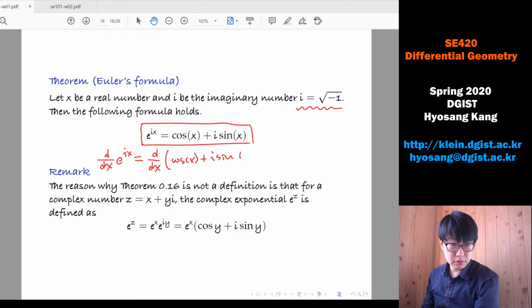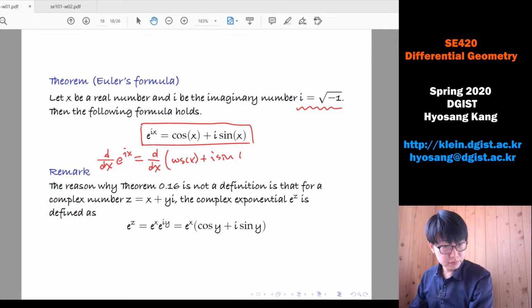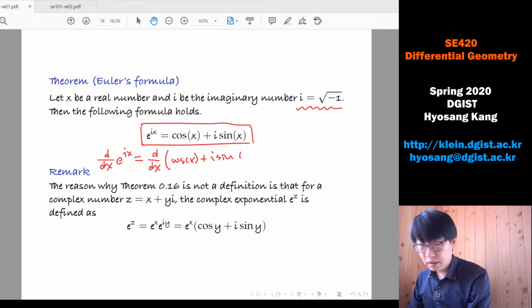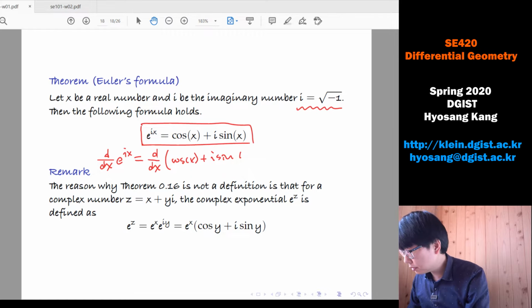So there's some lag here. Okay. I think there is a 10-minute lag.